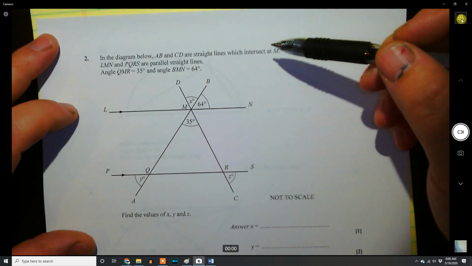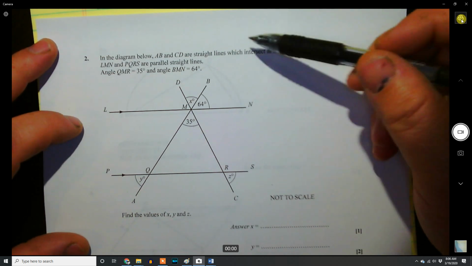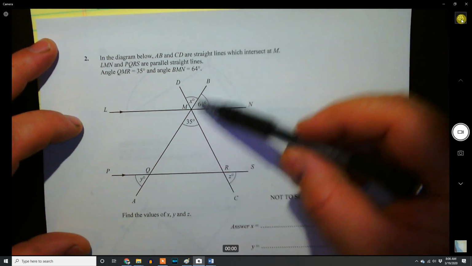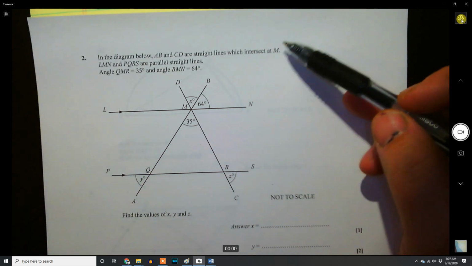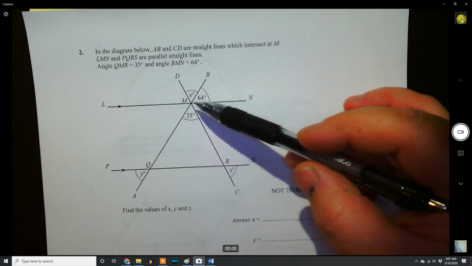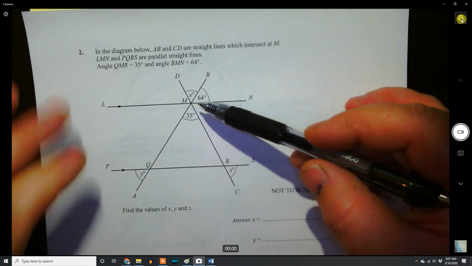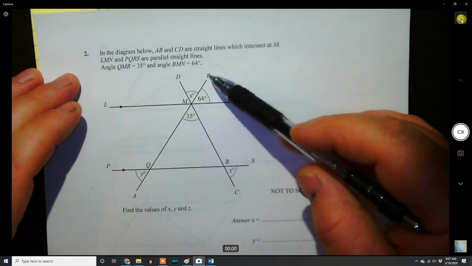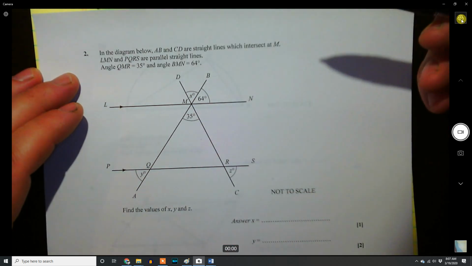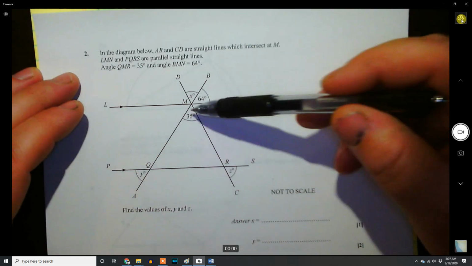So it says in the diagram below, AB and CD are straight lines, and they intersect at M. I don't know if you guys remember this. We did a problem last semester where there was one of these lines and it looked straight, but it wasn't. It was off at a little angle. So here it's telling us they are straight and they intersect there, right?